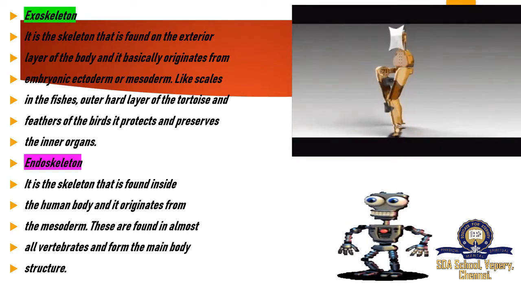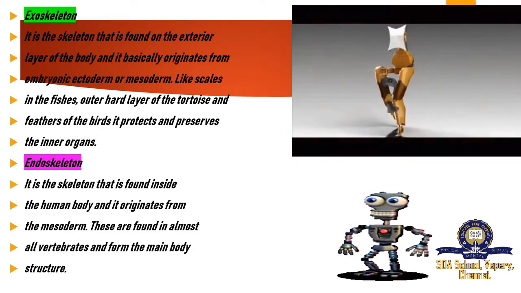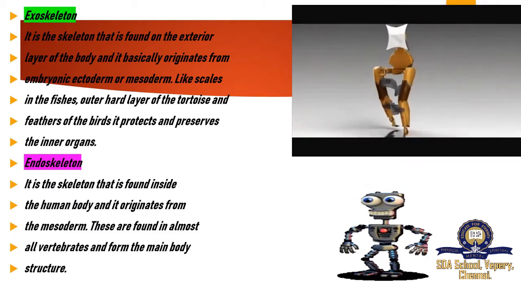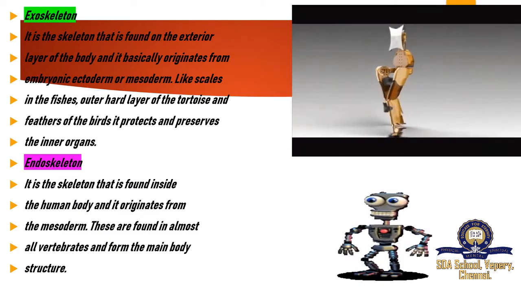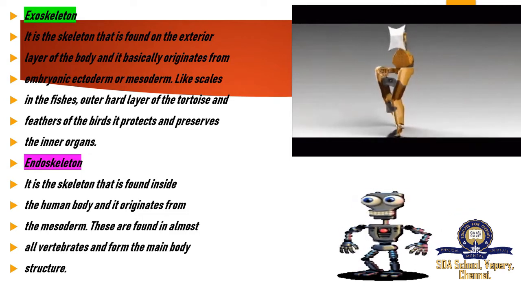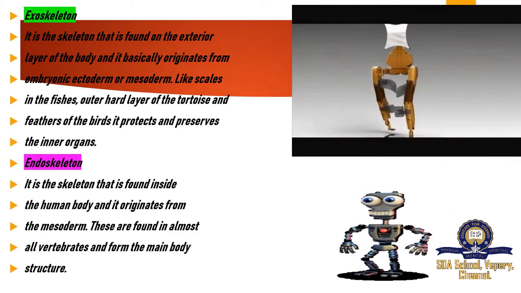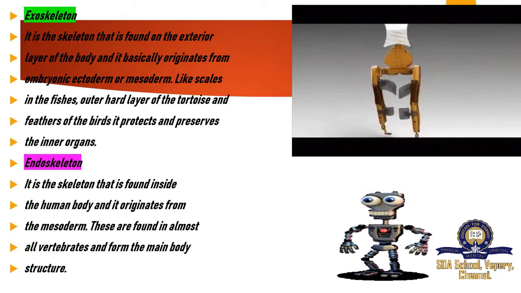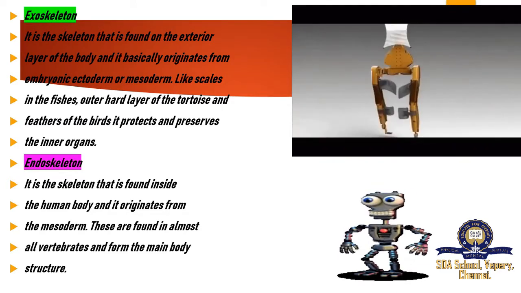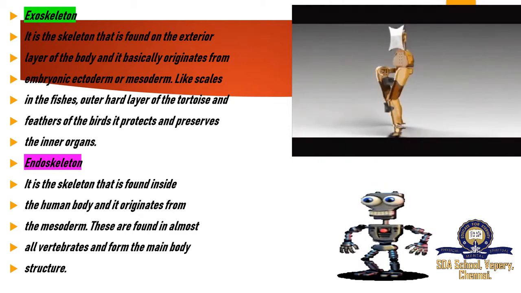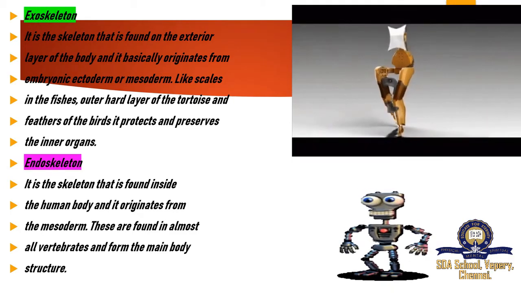Just as fishes have scales, likewise this skeleton covers the outer layer of the body, like the outer layer of the tortoise and feathers on the birds. It protects and preserves the inner organs. Just as the tortoise shell is very hard, likewise the exoskeleton is very hard and it protects the inner organs of the body. Then endoskeleton, which is found inside the human body.